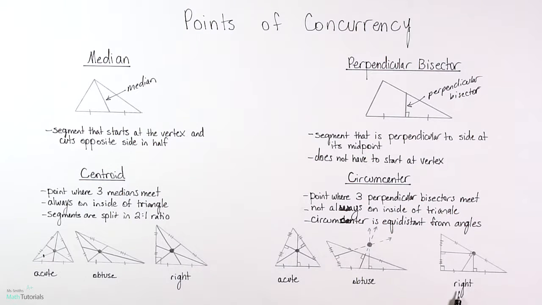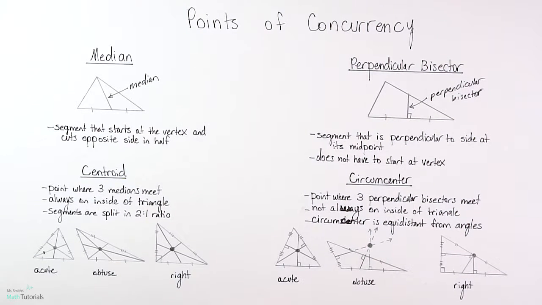And if we had a right triangle, once I draw these perpendicular bisectors, if I drew them perfectly, the circumcenter would fall actually on the triangle. A circumcenter is equidistant from the angles. If I were to measure the distance from this angle to the circumcenter, and from this angle to the circumcenter, and from this angle to the circumcenter, it would be equal distance. They would all be the same distance.